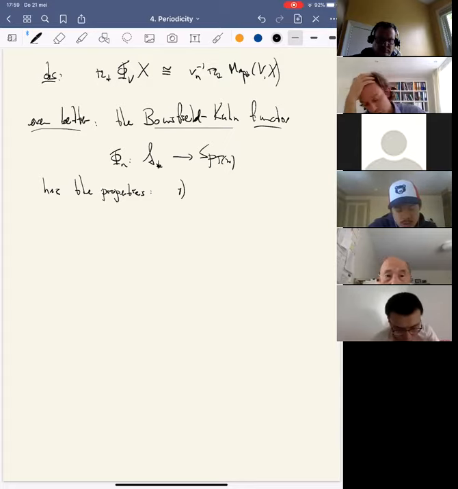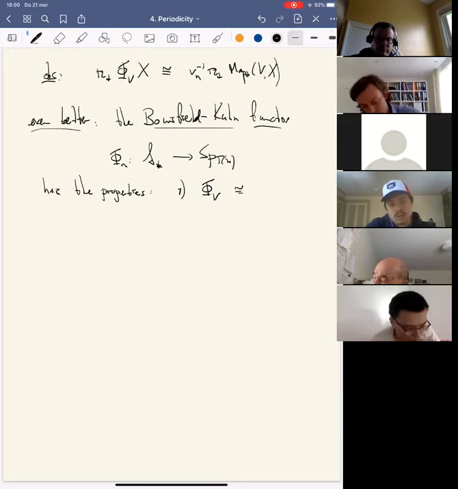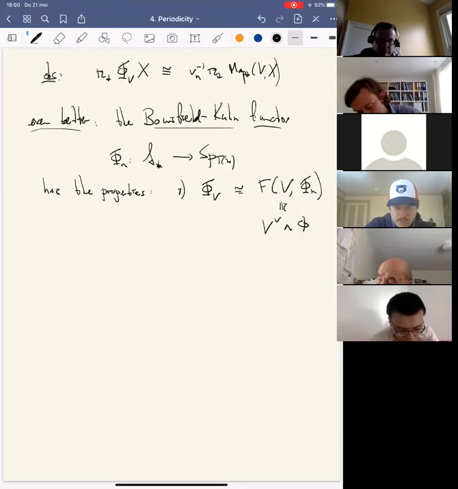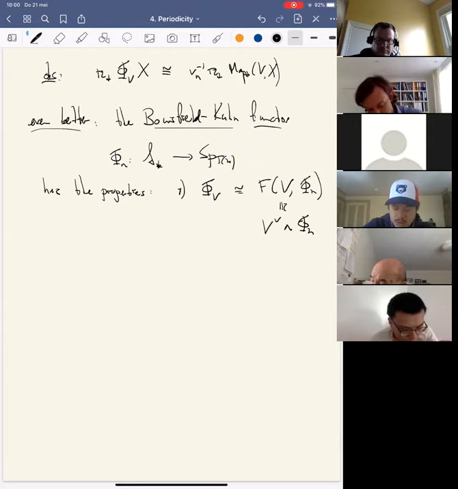The first one is I can retrieve these sort of telescopic functors with coefficients in the way that, well, maybe you'd expect. You get it by taking, well, I can either write the function spectrum from V to phi n, but of course, since V is finite, I could also write this as the Spanier-Whitehead dual of V smash phi n. So this reproduces all these other functors with coefficients, and this is natural in the appropriate sense in the spectrum V also.